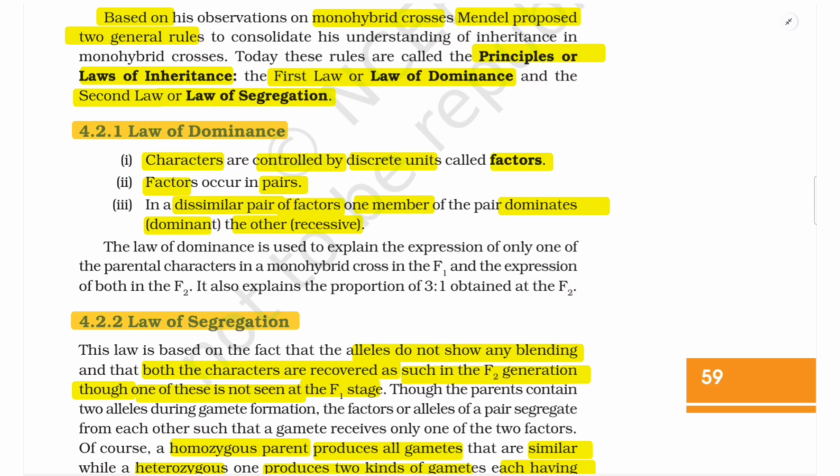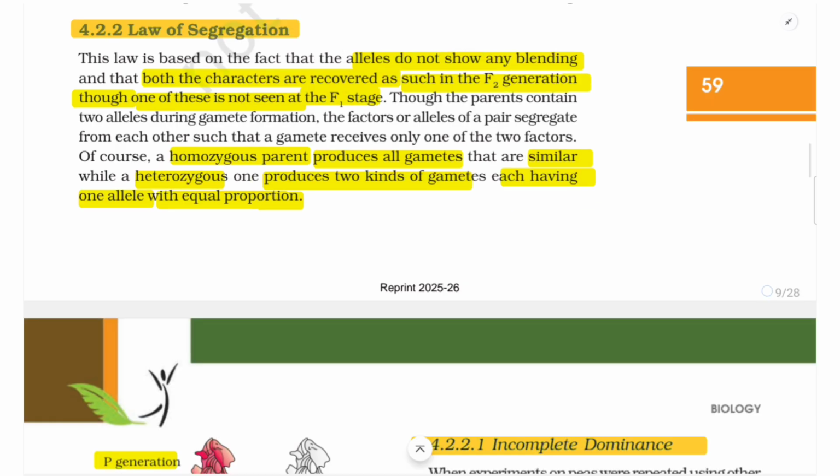the other recessive. The law of dominance is used to explain the expression of only one of the parental characters in a monohybrid cross in the F1 and the expression of both in the F2. It also explains the proportion of 3:1 obtained at the F2.